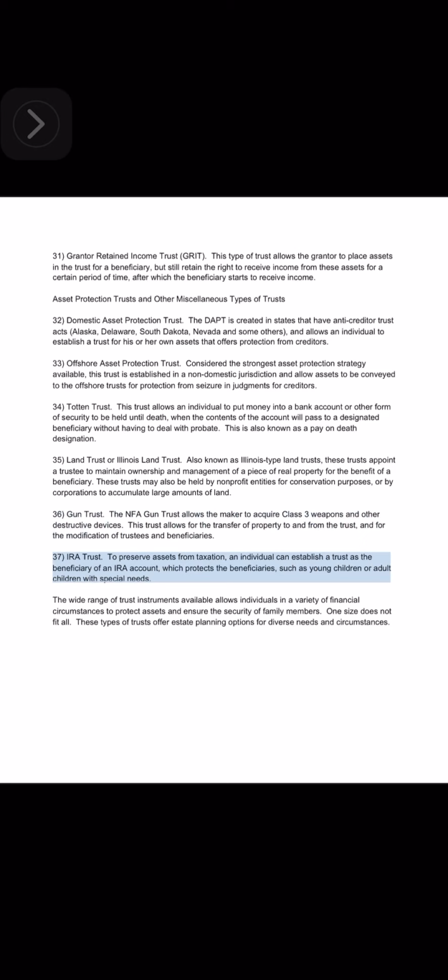37. IRA Trust. To preserve assets from taxation, an individual can establish a trust as the beneficiary of an IRA account, which protects the beneficiaries, such as young children or adult children with special needs.